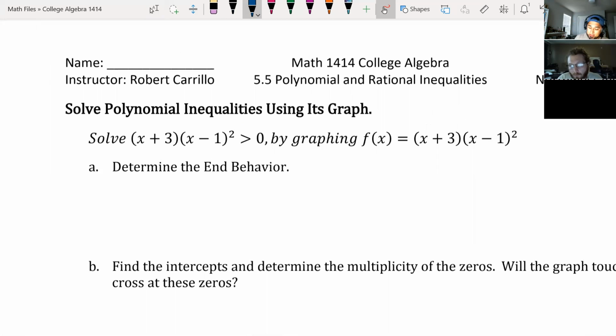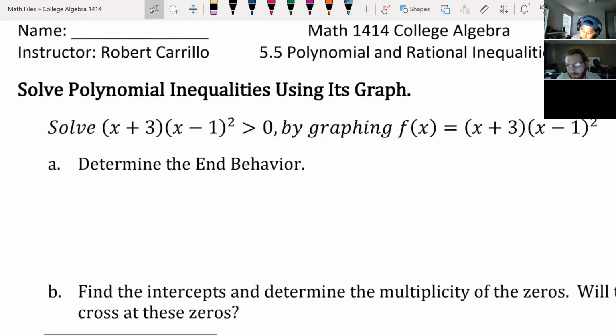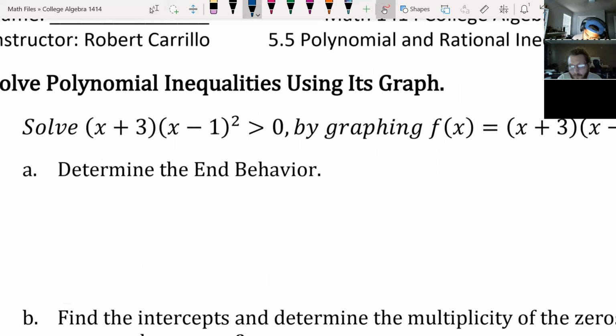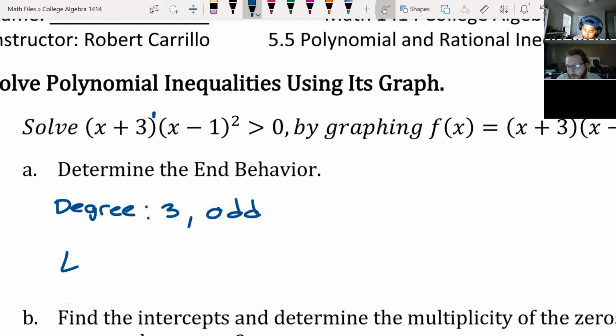So first off is, given the function, determine the end behavior. And remember, end behavior deals with degree and leading coefficient. What is the total degree of this polynomial? One more. 3. Oh, because the x times x squared is x cubed. x plus 3 to the first and x minus 1 squared. So total degree is 3, which is odd. And then the leading coefficient is that 1 in front. So leading coefficient is 1, which is positive.